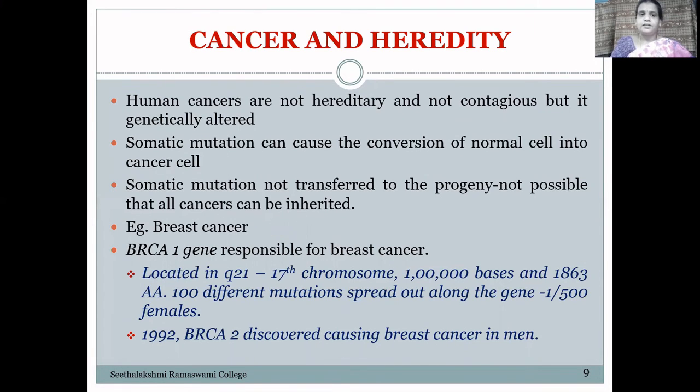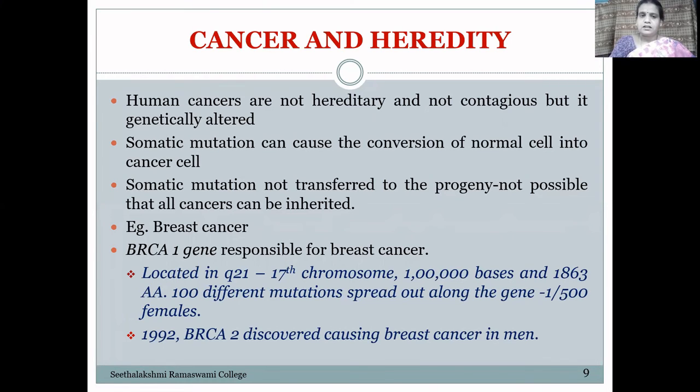Cancer and heredity. Human cancers are not hereditary and not contagious, but they are genetically altered in one or many ways. Some somatic mutations can cause the conversion or transformation of normal cells into cancer cells. This somatic mutation is not transferred to the next generation. The best example is breast cancer.